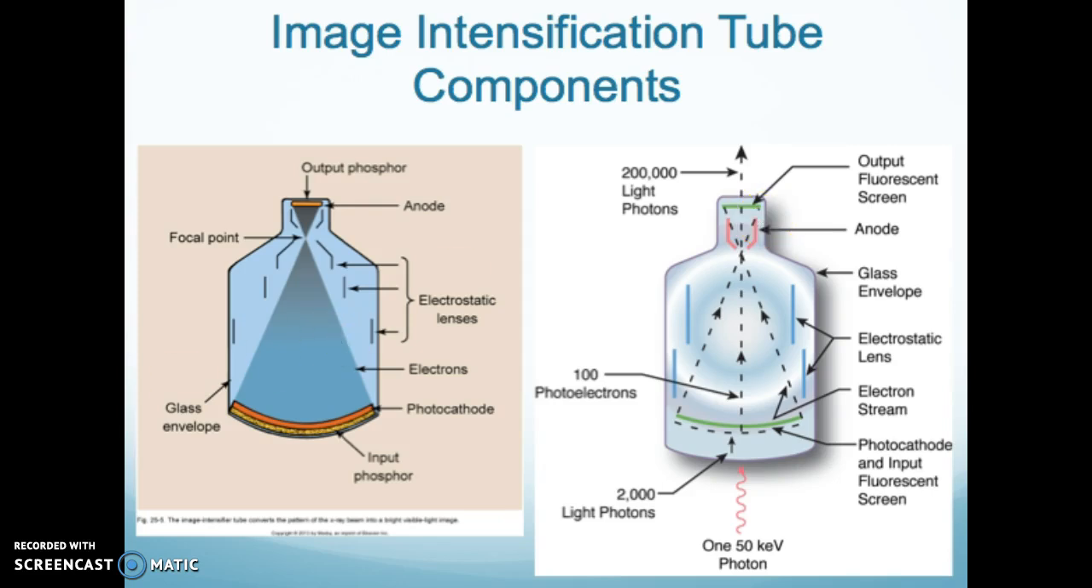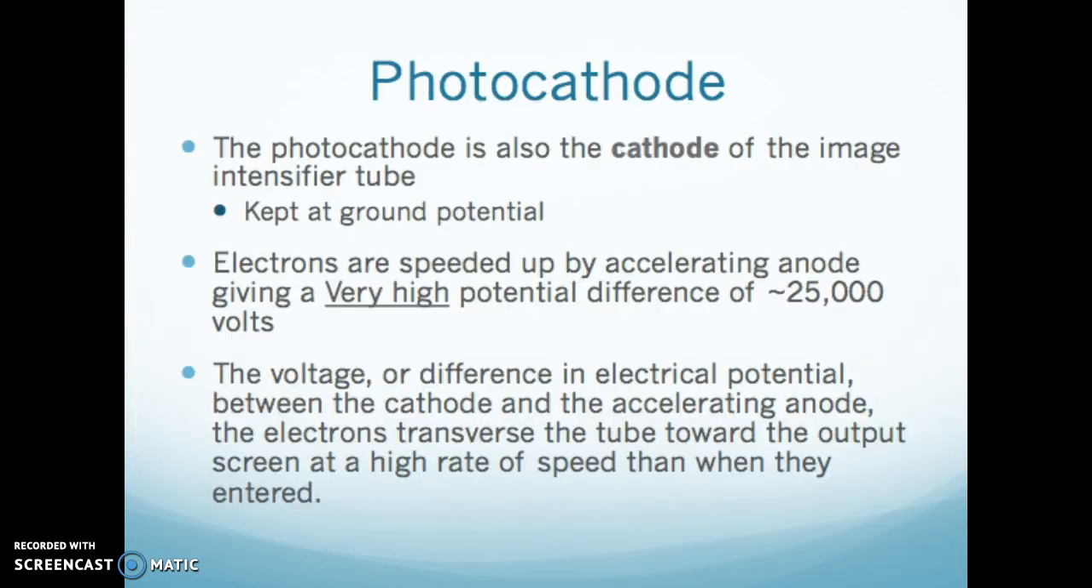The idea is to take one electron and amplify it so you get a lot of light coming out of that output phosphor. We do that by accelerating the electrons. So the photocathode is also the cathode of the image intensifier, so it's kept at ground potential. Electrons are sped up by the accelerating anode, giving a very high potential difference. So they apply 25,000 volts, and that pulls the electrons at a very, very rapid rate.